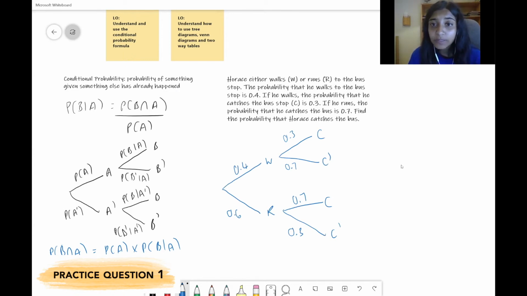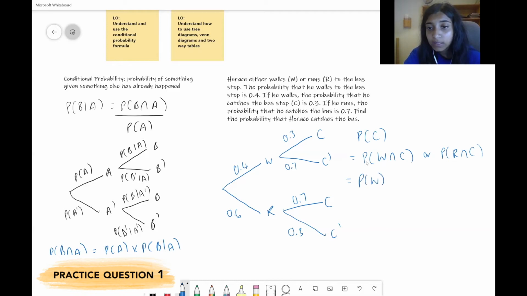Now we want to find the probability that Horace catches the bus. So we want to find the probability of C, and we want to write that out in options. That's the probability that he either walks and catches the bus, or the probability that he runs and catches the bus. The probability that he walks and catches the bus is the probability that he walks times the probability that he catches the bus given that he walks, plus the probability that he runs times the probability that he catches the bus given that he runs.